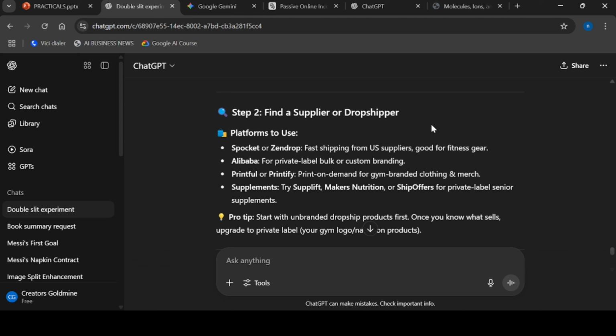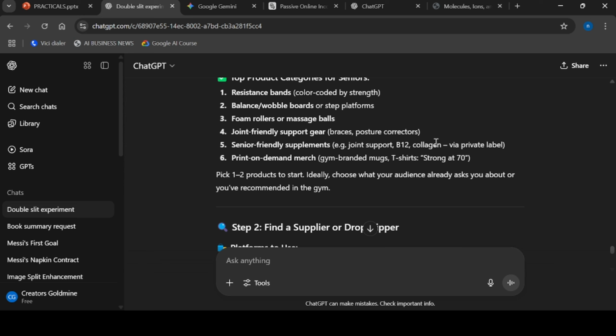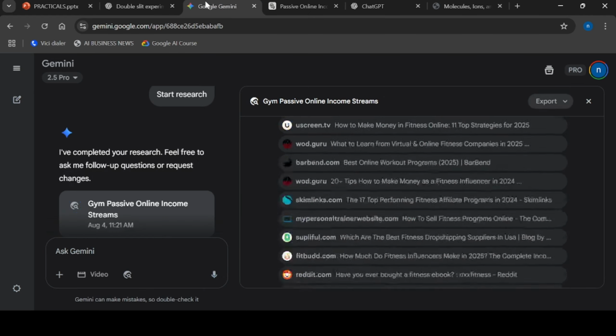So now let's see step two: platform to use. Find a supplier or drop shipper. Now, if you want to go into print on demand, you can use Printful or Printify. Then for supplements, you can also find in your local area whatever. Now, this is just for a gym business. So if you're in any other industry, you can also apply the same thing. Talk to ChatGPT. For example, you're a pharmacist. You can also talk to your AI tool and say, okay, I run a pharmaceutical store. It's a physical store. I need you to give me income streams I can use online to promote my business. And you'll be blown away by the ideas it's going to give to you.